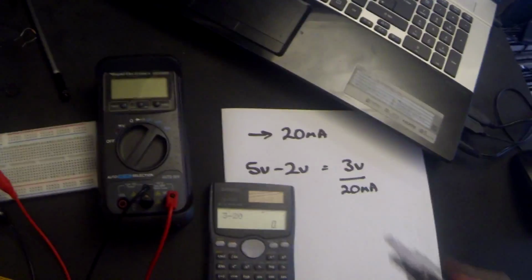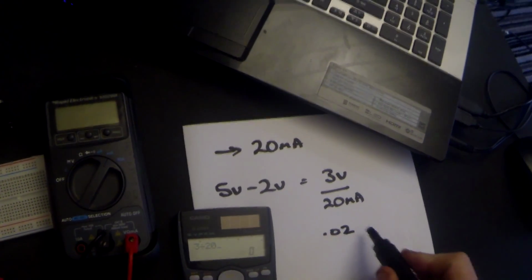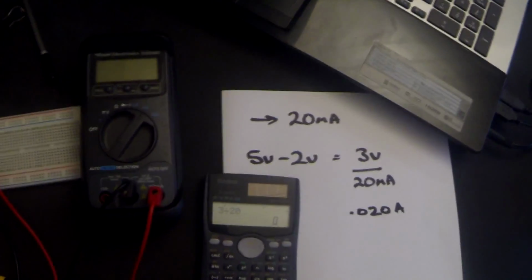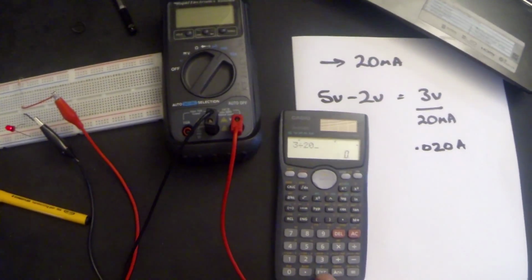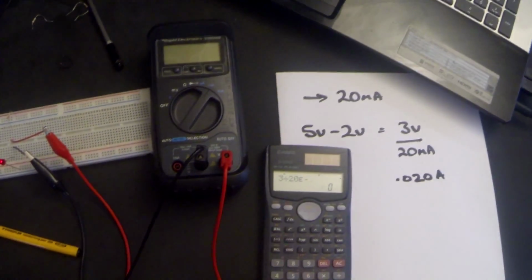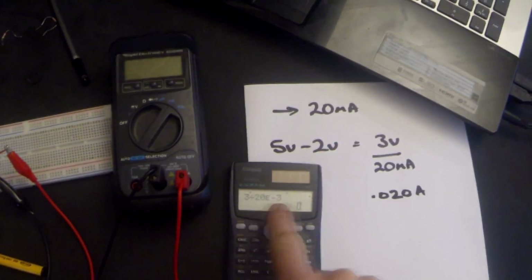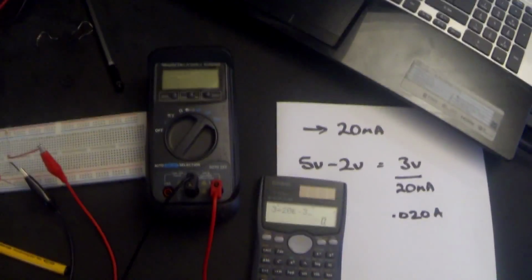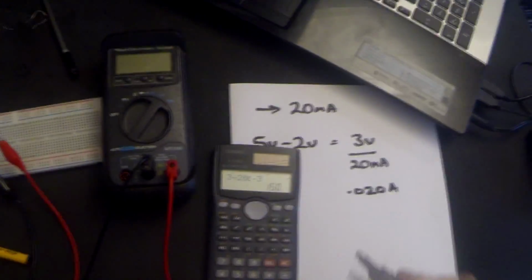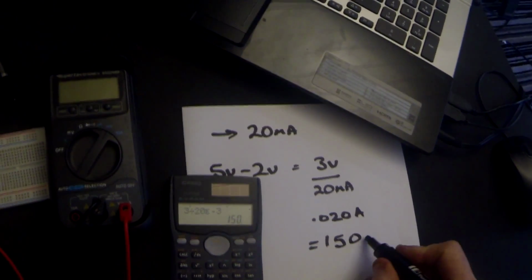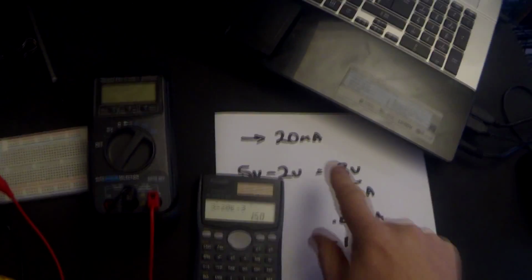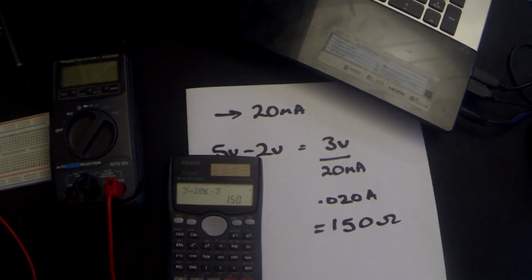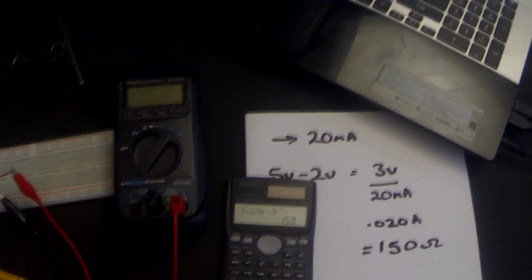Now, 20 milliamps is 0.020 of an amp. But why enter that when our calculator allows us to do that for us? 20 exponent minus 3 will give us that value. That's telling us it's milliamps. 3 divided by 20 milliamps. And the answer is 150. So had we used a 150 ohm resistor, we would have limited the current flowing through the circuit to 20 milliamps. This is a very common GCSE question. In fact, in last year's exam, it popped up 3 times.